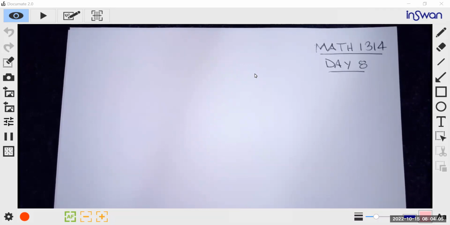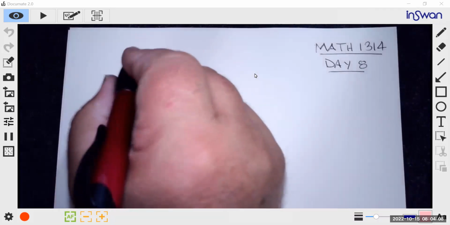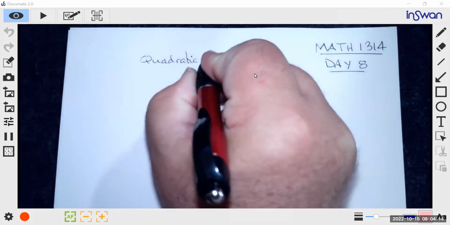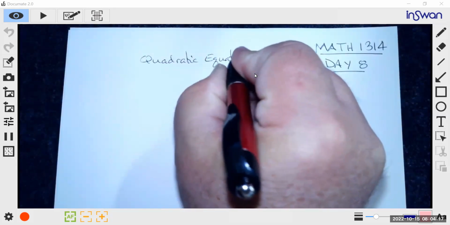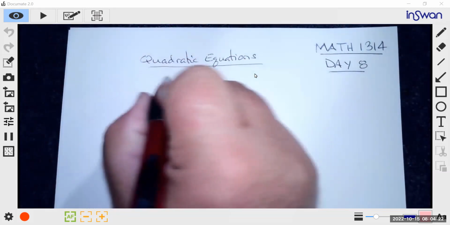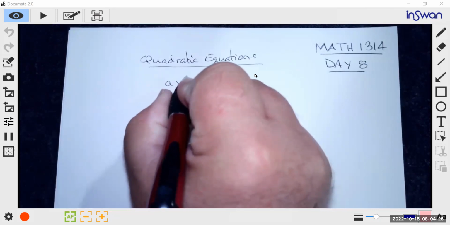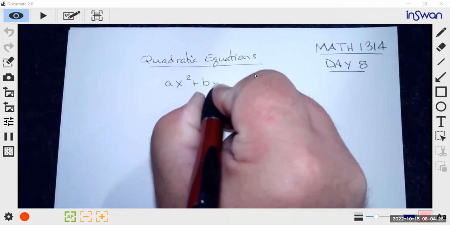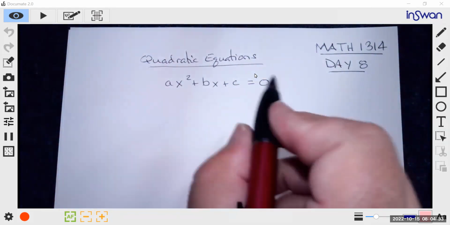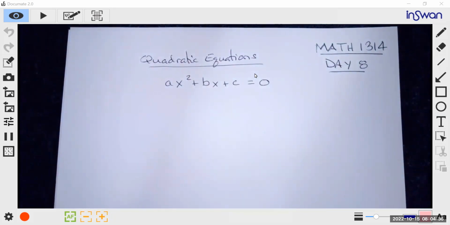This whole chapter is devoted to quadratic equations and functions. A quadratic equation looks like this. That's a quadratic equation. It's set equal to 0, because anything other than linear equations has to be set to 0 before you solve it.